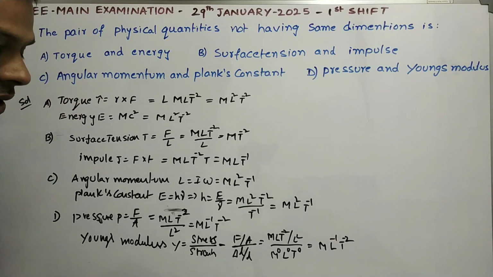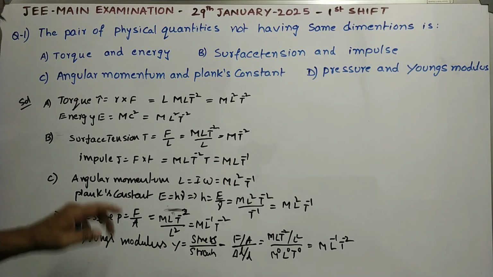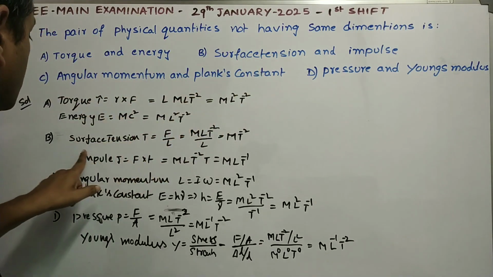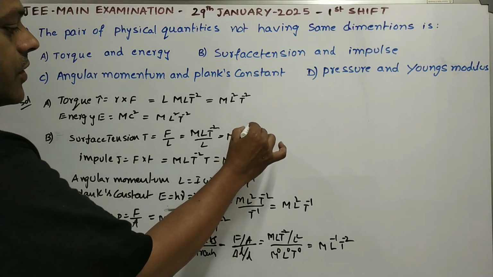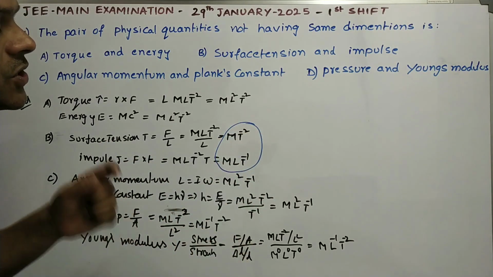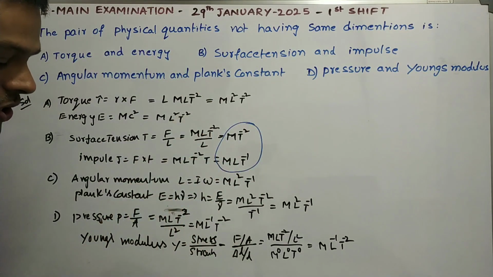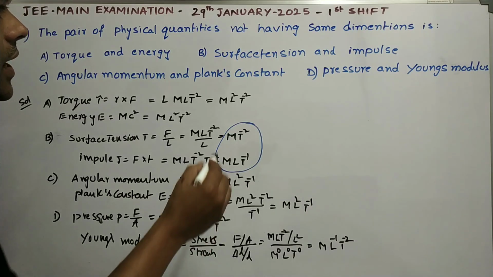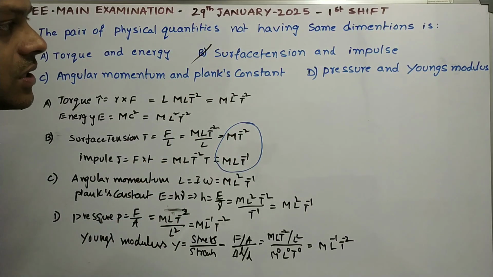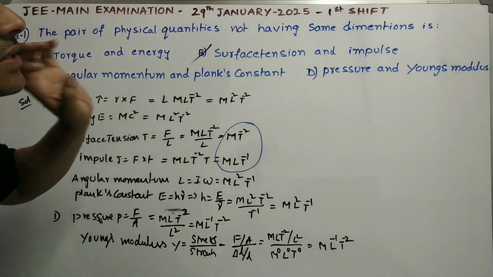So from this analysis we come to the conclusion: option B. Surface tension and impulse are not having the same dimension formula. So according to the given question, the answer of this question is surface tension and impulse. These two are not having the same dimensions.